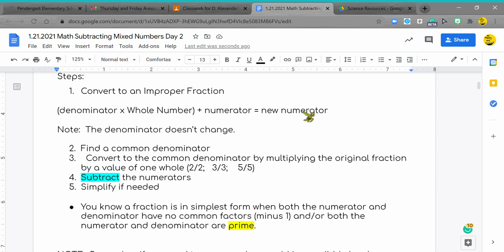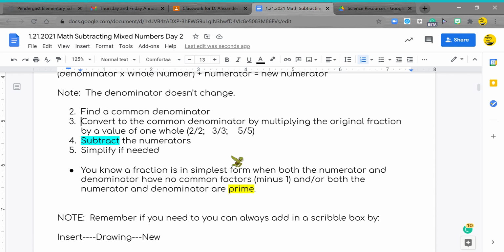Then we need to find a common denominator, and once we find that common denominator, which is usually our least common multiple, so it's the smallest number both numbers go into, we need to convert the fractions to have the same common denominator. So that means we're going to multiply some whole number to make that happen.